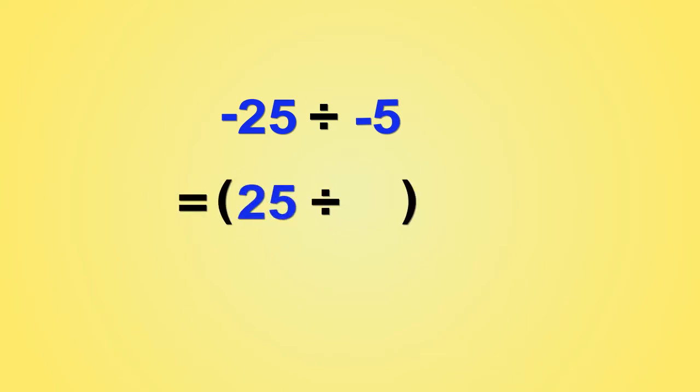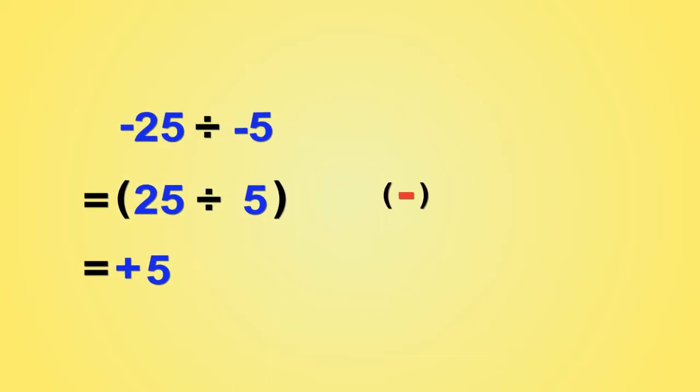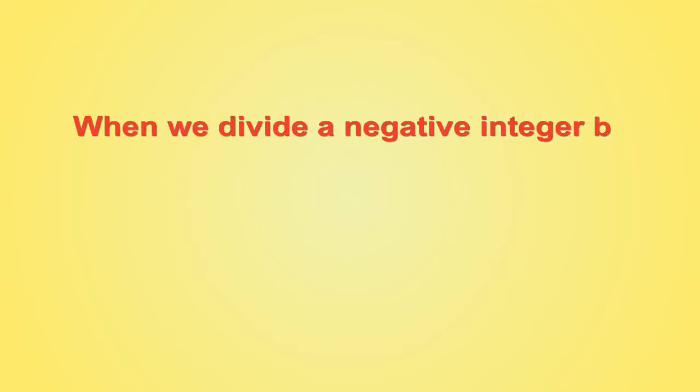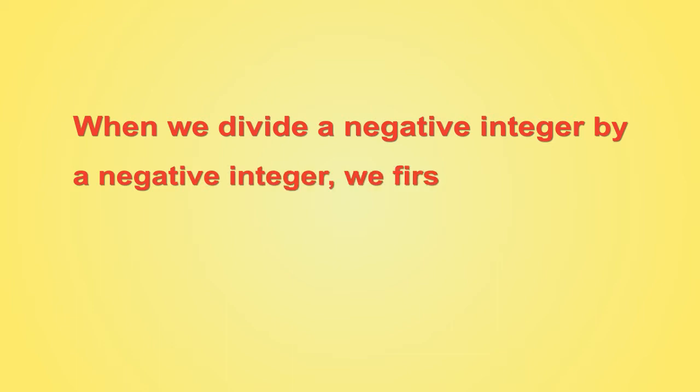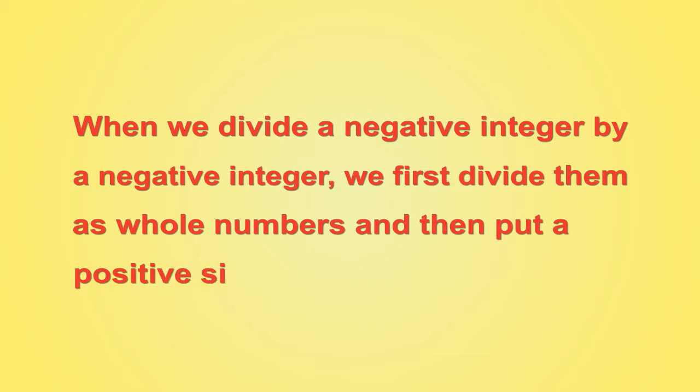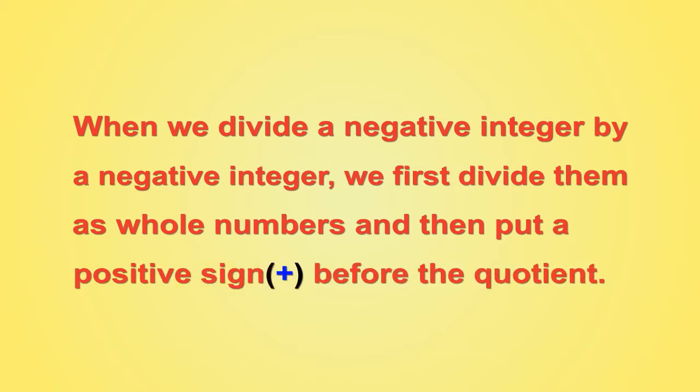Additionally, when we divide minus 25 by minus 5, we get 25 divided by 5, which is equal to plus 5, because a negative divided by a negative is a positive. Thus, the quotient is a positive 5. In other words, when we divide a negative integer by a negative integer, we first divide them as whole numbers and then put a positive sign before the quotient.